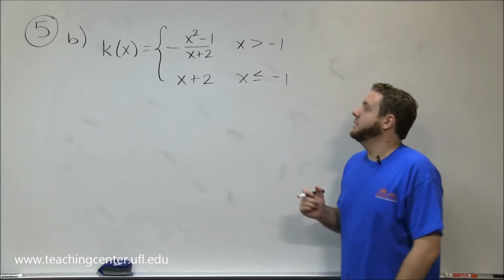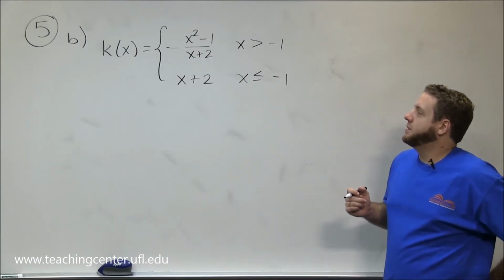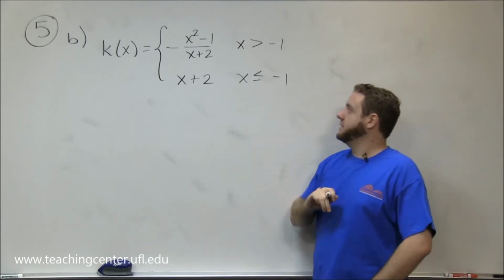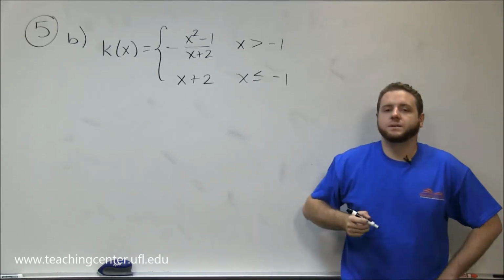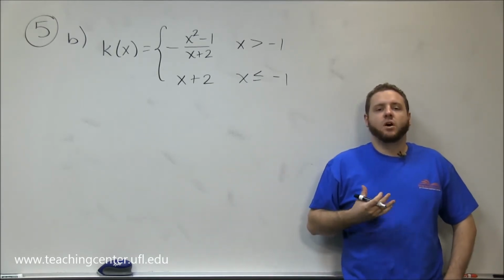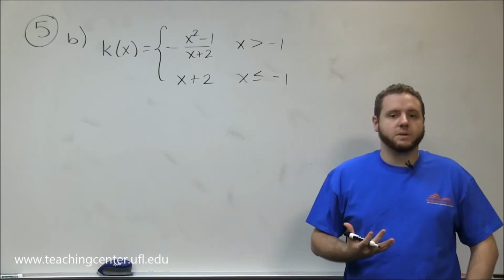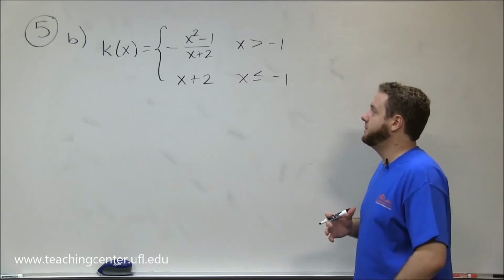For problem 5b, again, we're differentiating a function. In this case, we're differentiating a piecewise function that's defined here. In differentiating a piecewise function, all you're doing is doing each piece individually, and your derivative should also become a piecewise function. There's nothing really special about that.